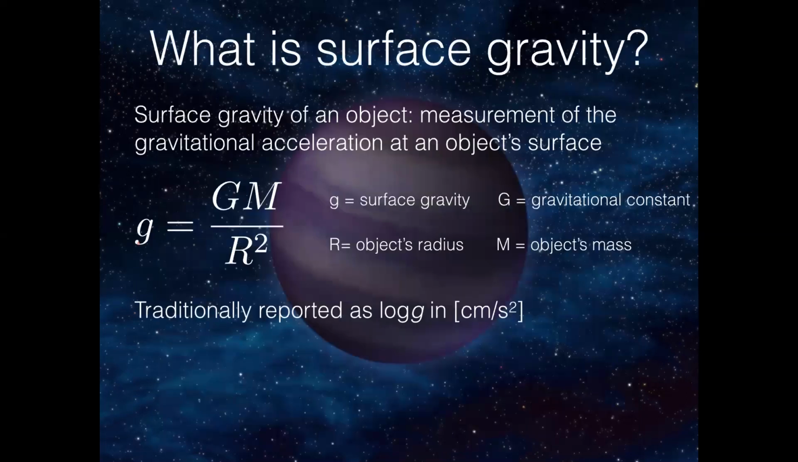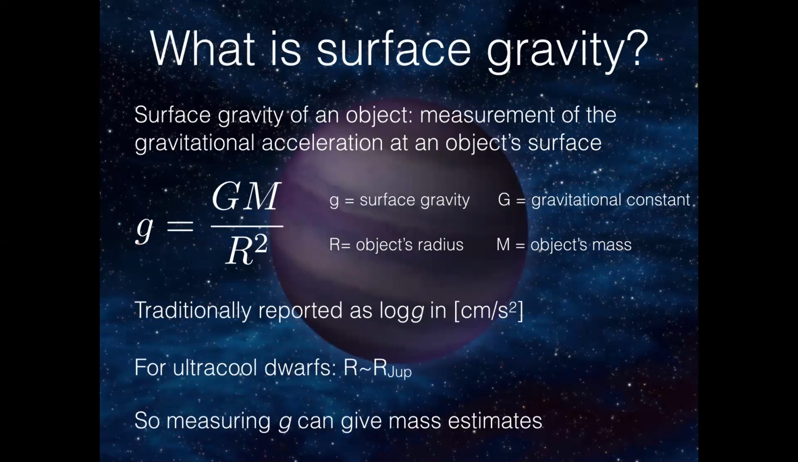Another motivation behind looking at objects in high resolution is we wanted to know if we'd be able to learn more about surface gravity. The surface gravity of an object is a measurement of the gravitational acceleration at that object's surface. g equals the gravitational constant times mass over radius squared. Typically, we report these as log g in units of centimeters per second squared. So be aware as I refer to them through the rest of my presentation that when I say log g, that's what I mean.